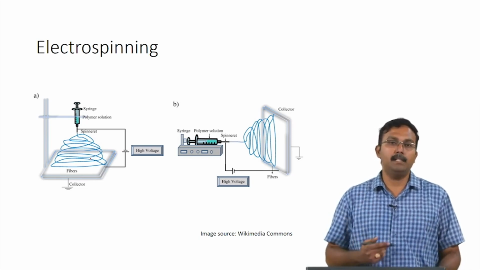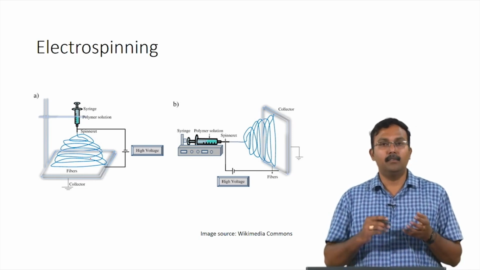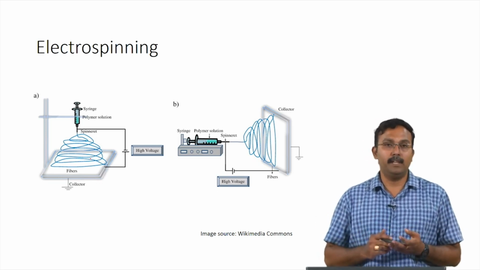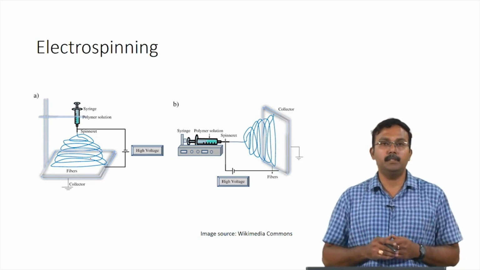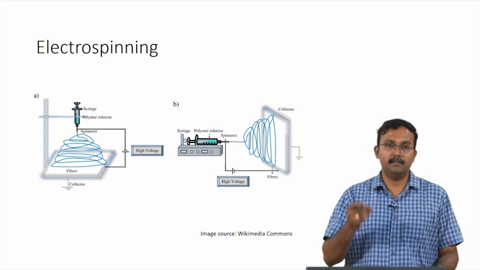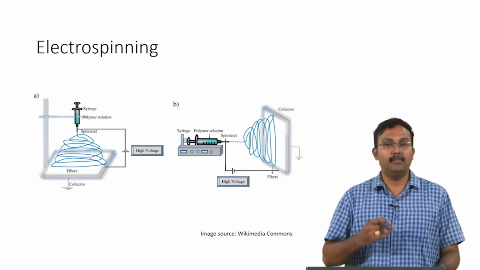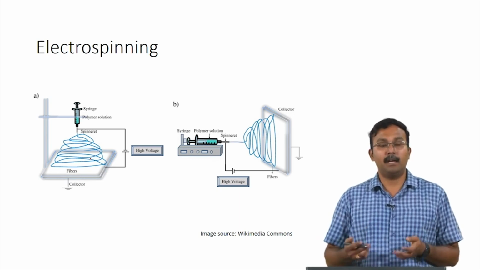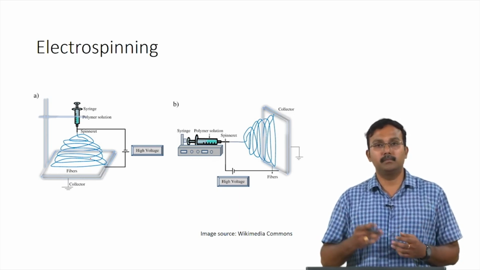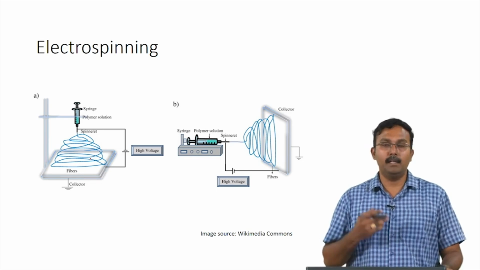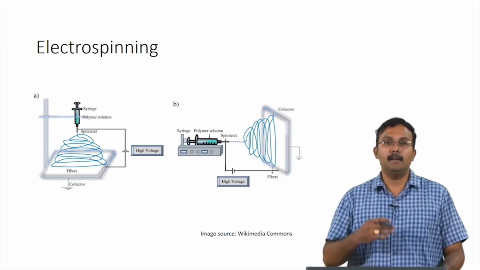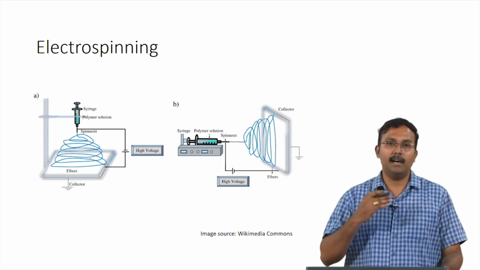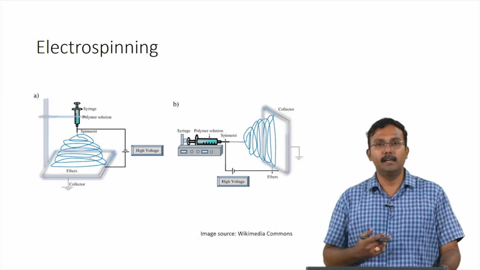Here the parameters which can be varied are the flow rate at which the polymer solution is pumped. You can also vary the viscosity of the polymer solution, the diameter of the needle, and the voltage which is supplied. There are also parameters such as humidity which can play a role in how these fibers are formed, and based on the distance between the collector and the spinneret, you would also have the thickness varying.